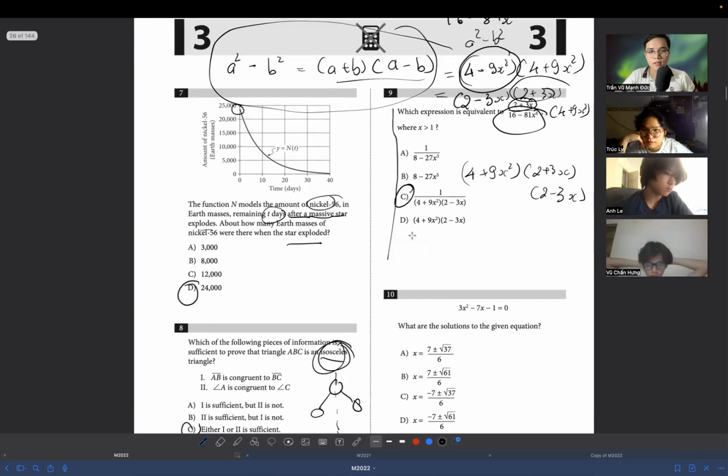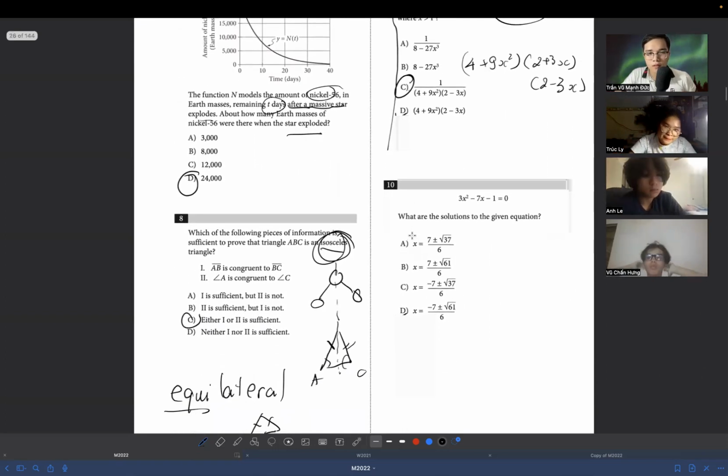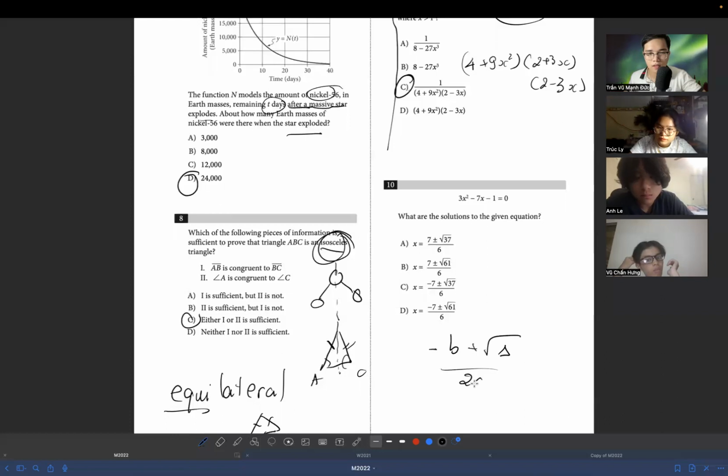And for the solution to the given equation, I will spare you the bore of using the formula, minus b plus or minus the square root of delta over 2a. I'll spare you this process and I'll calculate it by my calculator. And you at home, you should remember this, but it is 7 plus or minus 37.